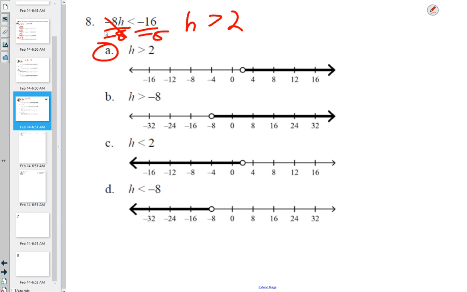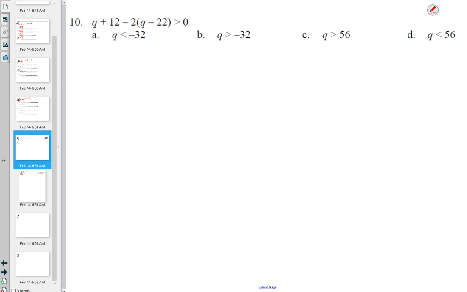Sebastian, any questions? Ooh, now these get fun. Was this the second worst? Yes, it was. This one here was the second worst. Orlando, what would you do first? Very good. What are you going to distribute? Close. Yeah, distribute a negative 2. So Q plus 12 minus 2Q plus 44.